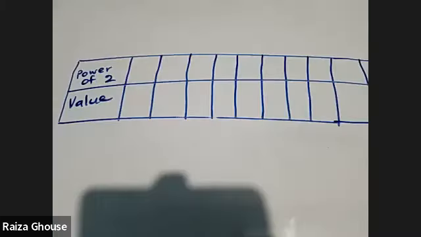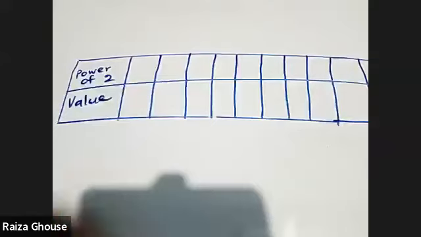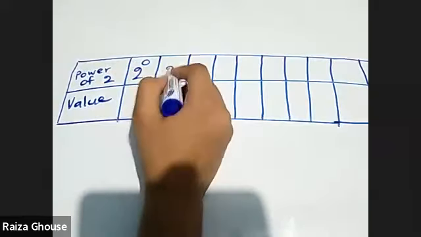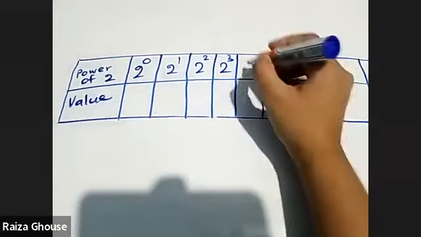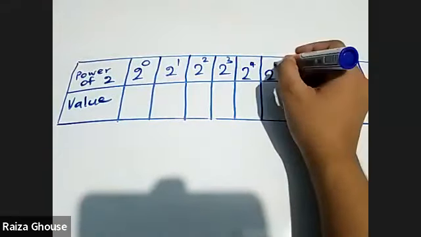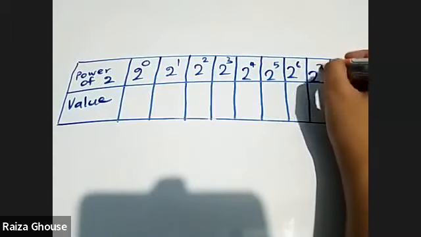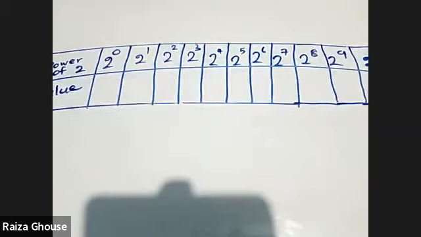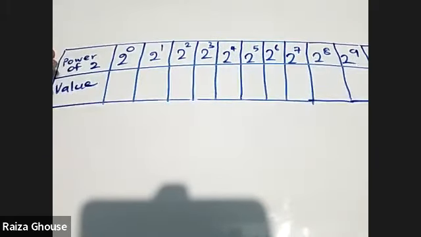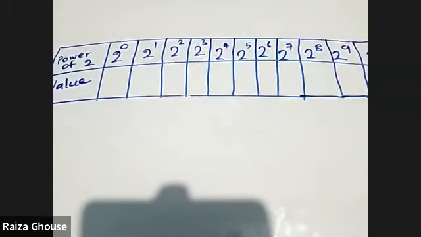Here, this is the table. Value should be written below that. Copy it down soon. It will take a little time for you, but you can finish it soon if you find the short method. First part is power of 2. Second part is value. You have to write up to 2 to the power 10.